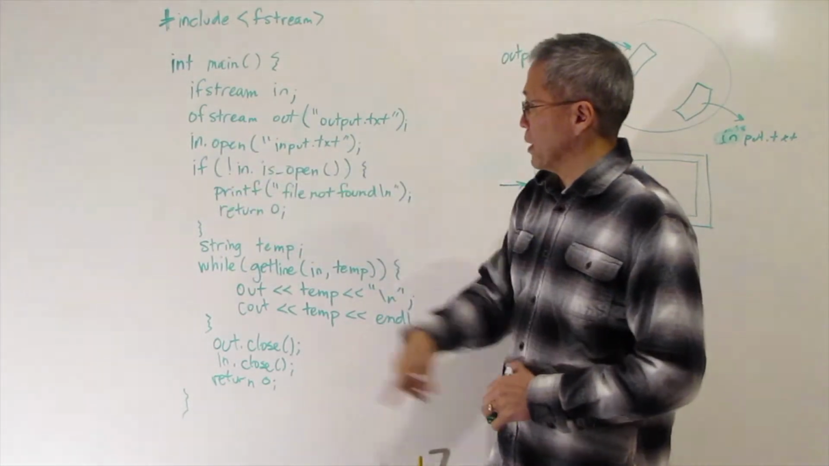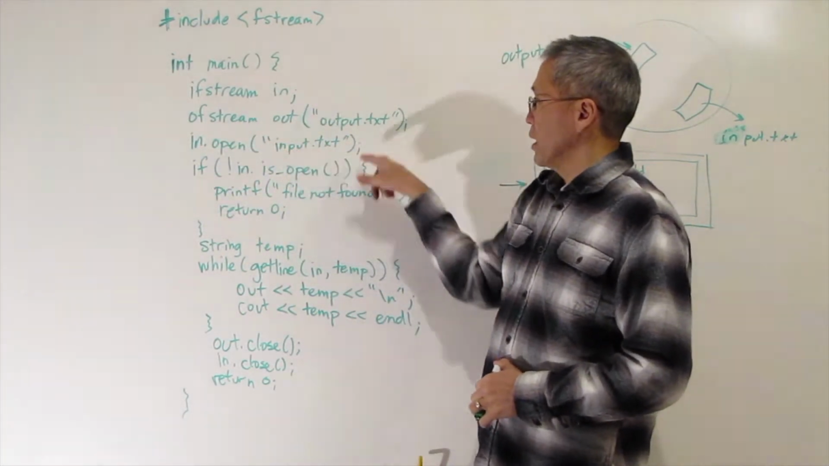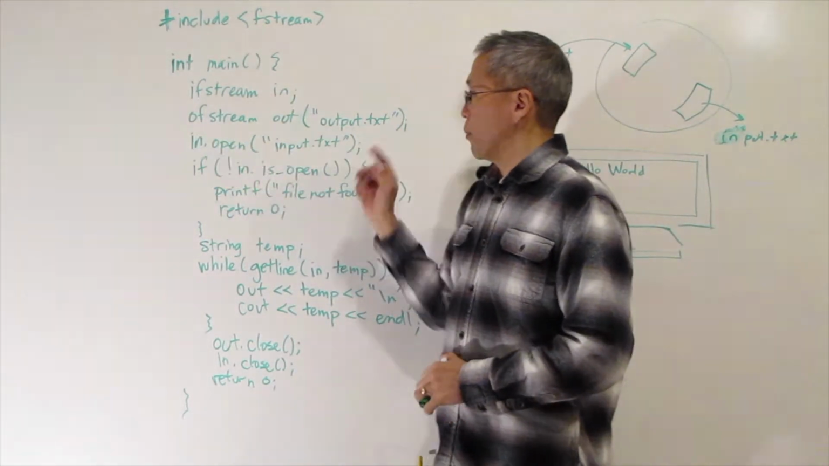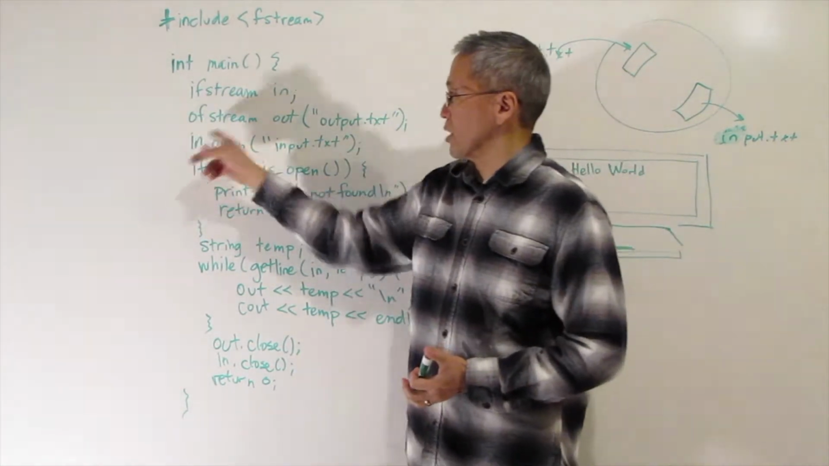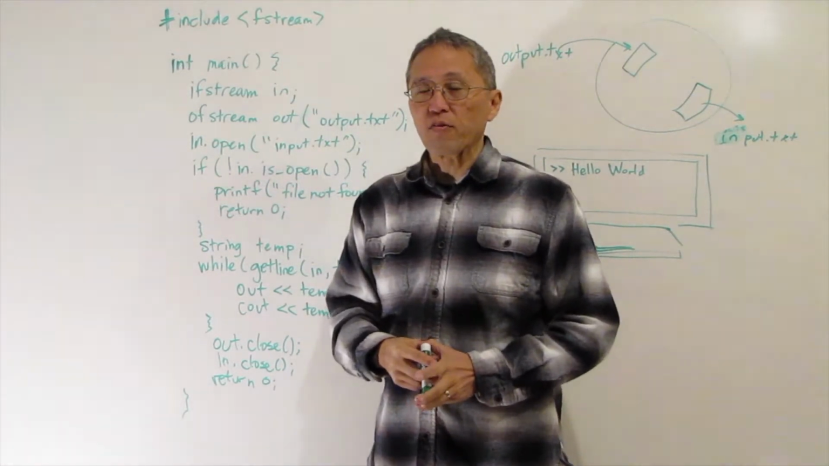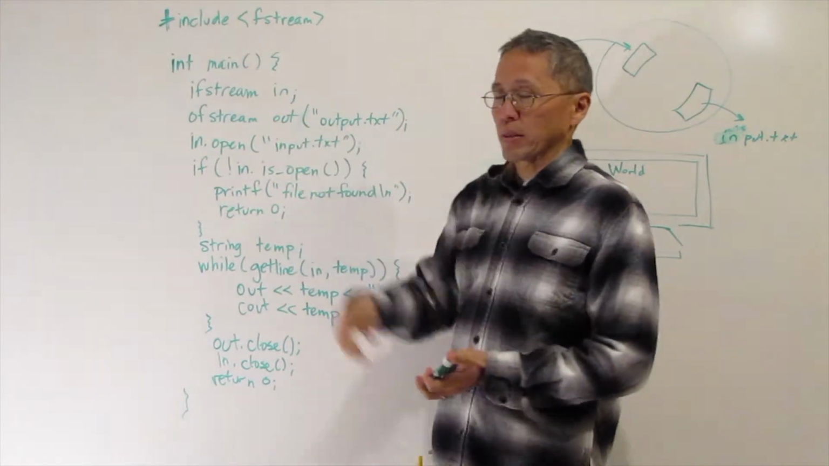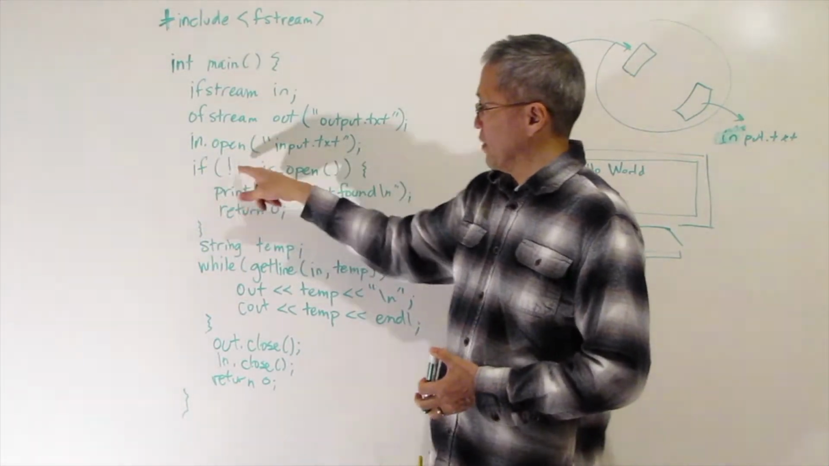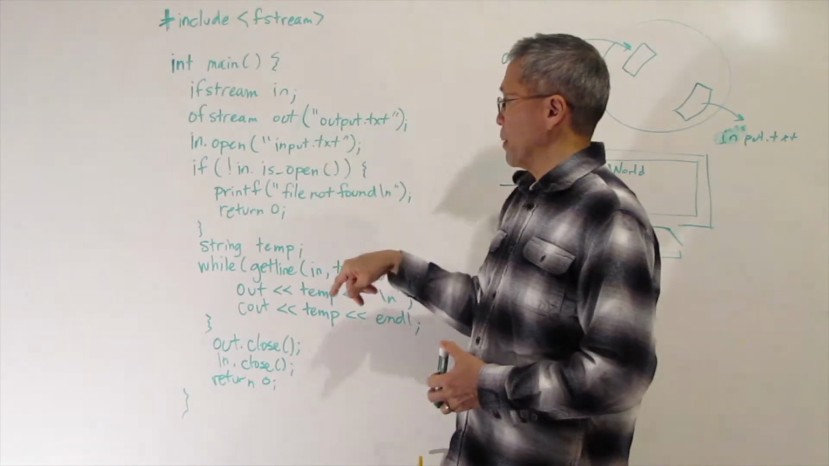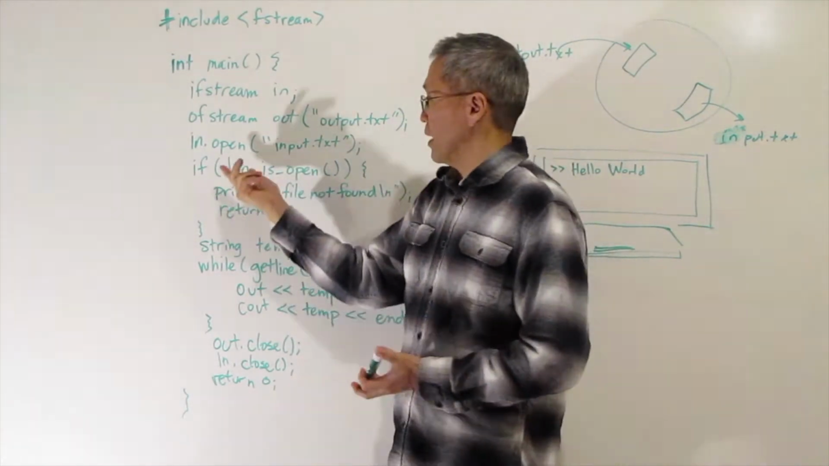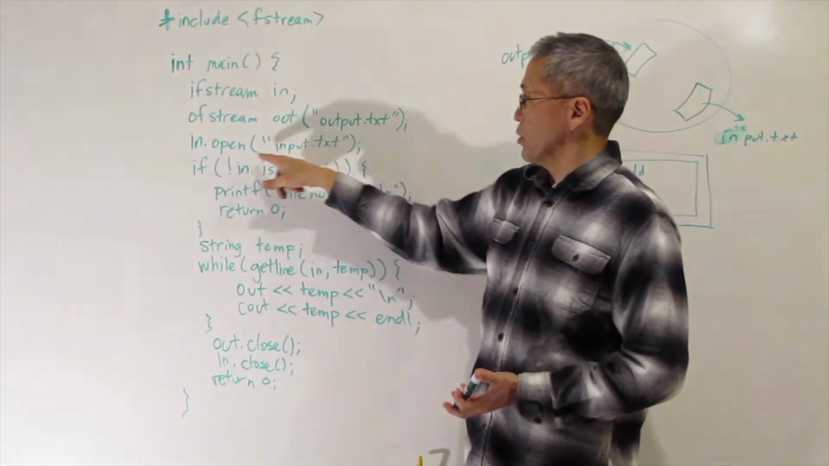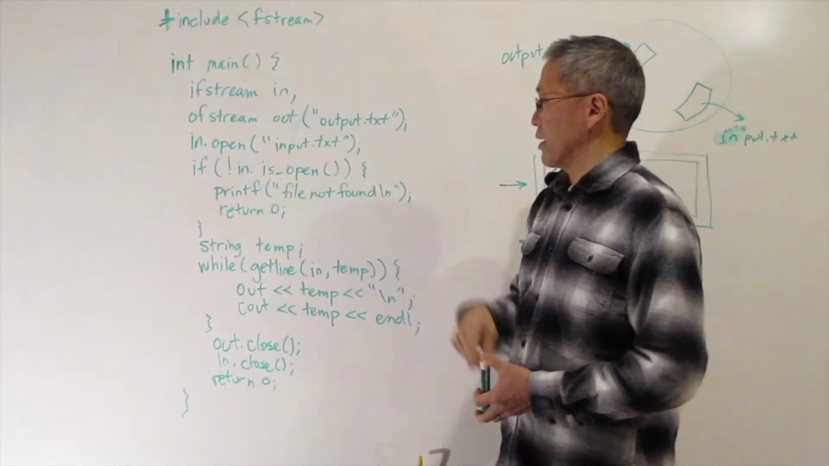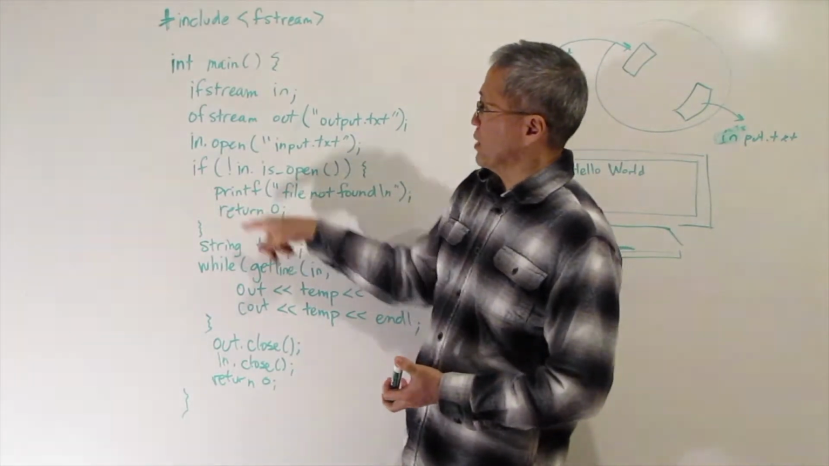I do in.open, then open parentheses, double quote, input.txt in double quotes again, and that opens up the file. What it does is it looks to see if the file is there, and if it is, it opens it up. Now, this little section of code right here, the if not in.is_open, does just what you think. If the file did not open with this open command, then it's going to say, hey, sorry, the file wasn't found. It's going to return 0 since it's in main.